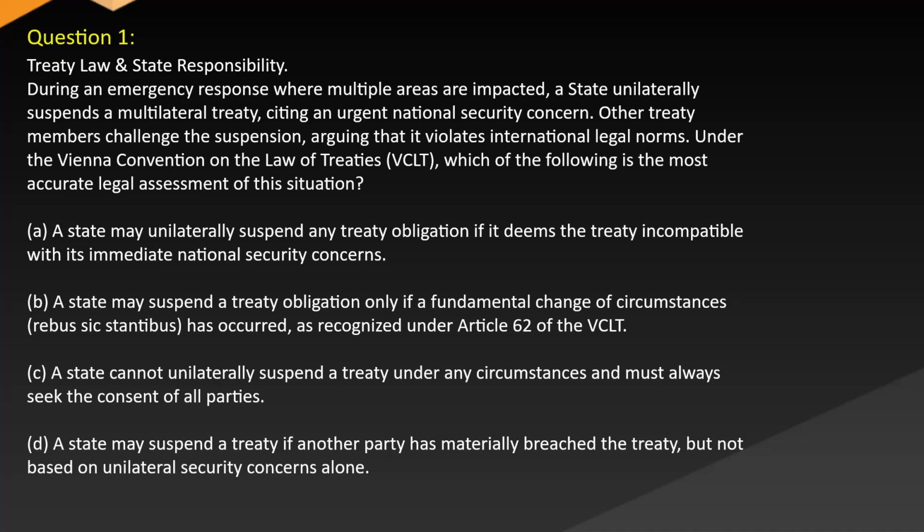C. A state cannot unilaterally suspend a treaty under any circumstances and must always seek the consent of parties. D. A state may suspend a treaty if another party has materially breached the treaty, but not based on unilateral security concerns alone.